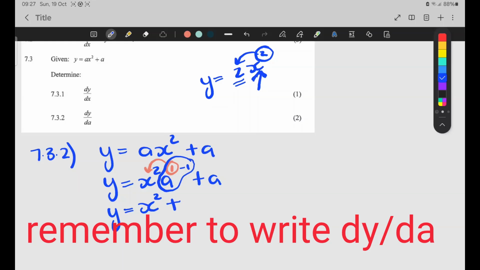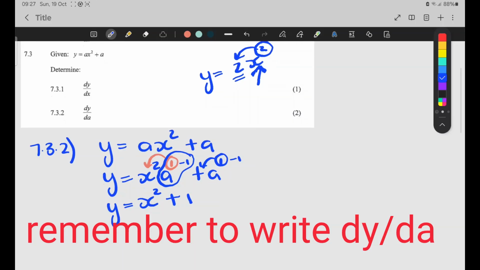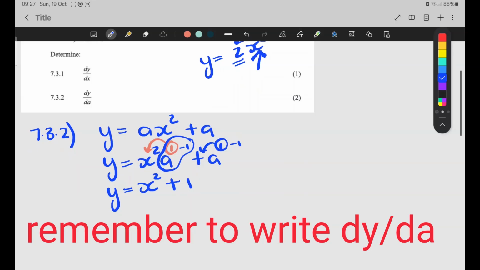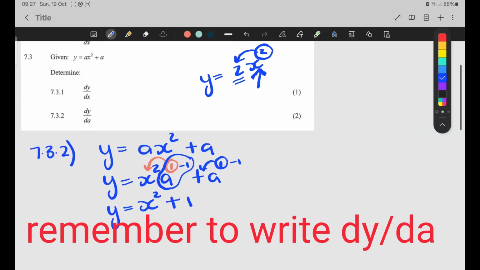Plus, I am deriving a. So a is not a constant now. So there's a 1 in front times the 1 there, so this becomes a 1, and then anything to the power of 0 is 1. So there we go. That's how you would derive this: x squared plus 1.